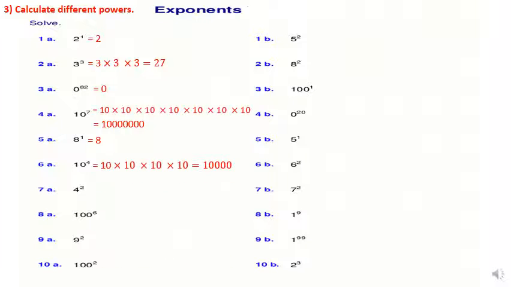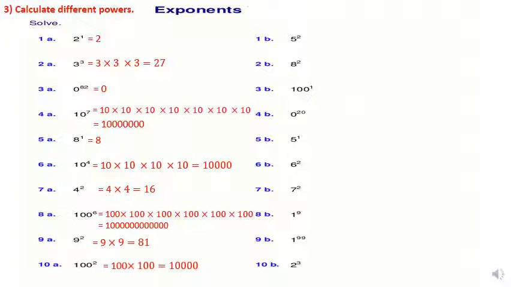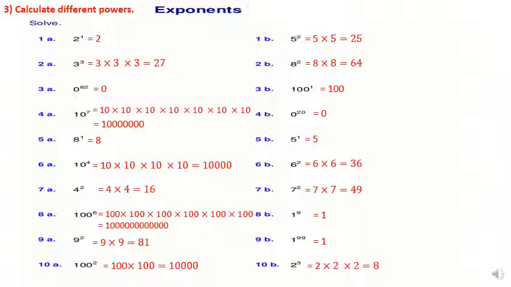10 to the power 4 is 10,000. 4 squared is 16. 100 to the power 6 is 100 times 100 multiplied by itself 6 times. 9 to the power 2 is 9 times 9, which is 81, and so on. Let me continue. Those are the important ones. So 0 to the power 20 is 0, and so on. You can check your answers here because we have a lot of examples.